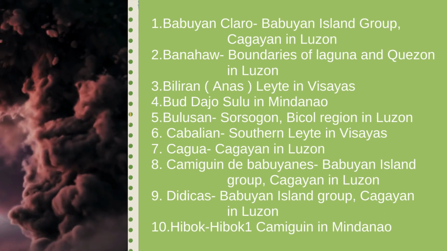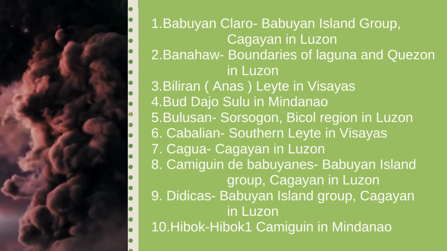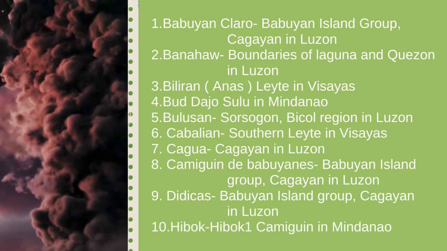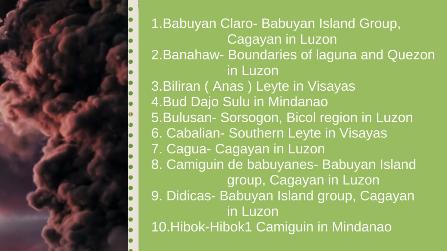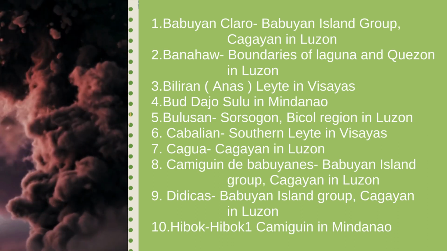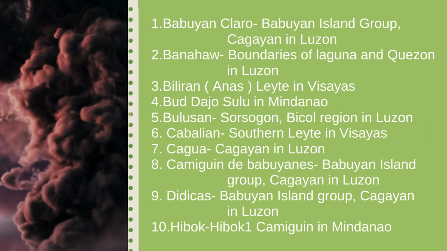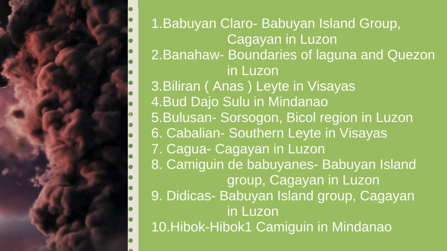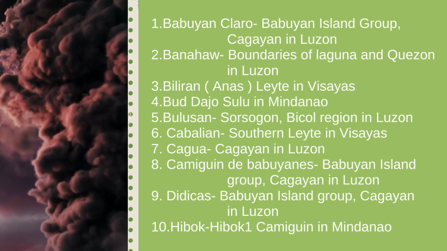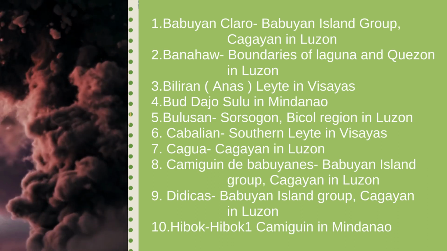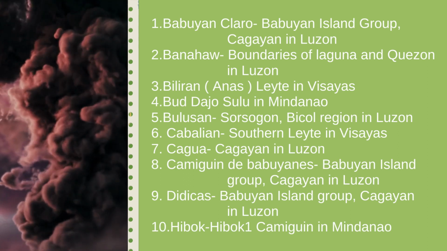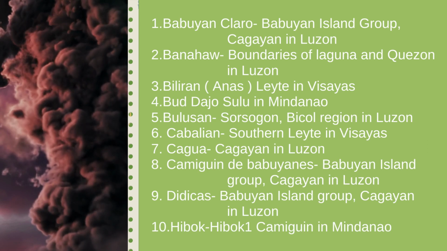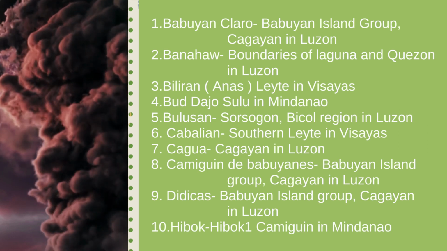2. Banahaw in boundaries of Laguna and Quezon in Luzon. 3. Biliran in Leyte in Visayas. 4. Bud Dajo in Sulu in Mindanao. 5. Bulusan in Sorsogon, Bicol Region in Luzon. 6. Cabalian in Southern Leyte in Visayas. 7. Cagua in Cagayan in Luzon. 8. Camiguin de Babuyanes in Babuyan Island Group, Cagayan in Luzon.